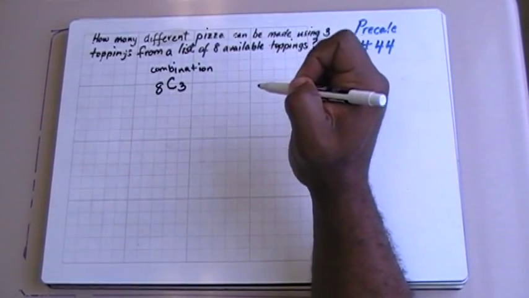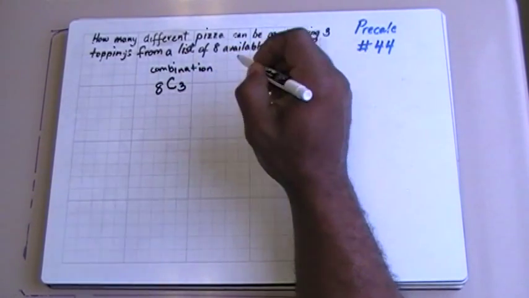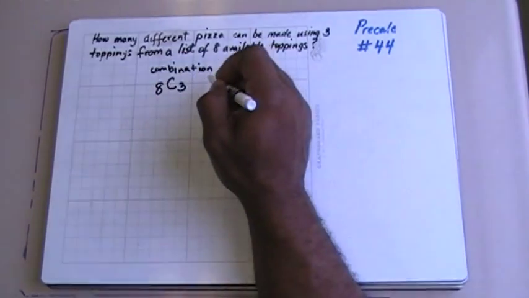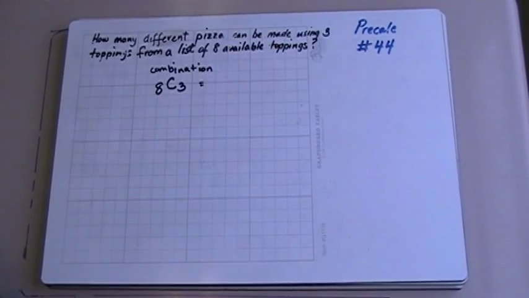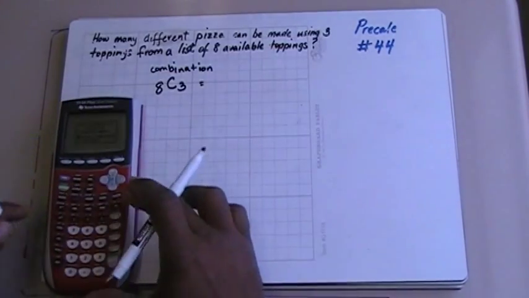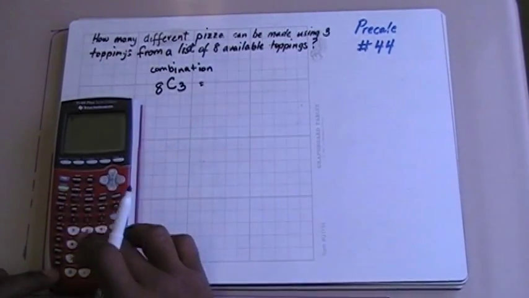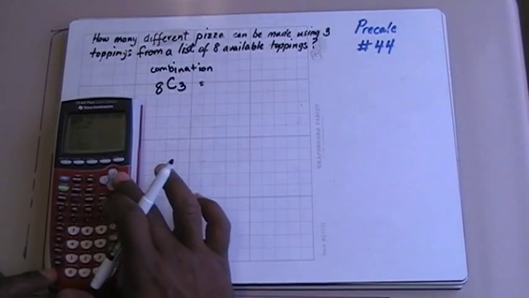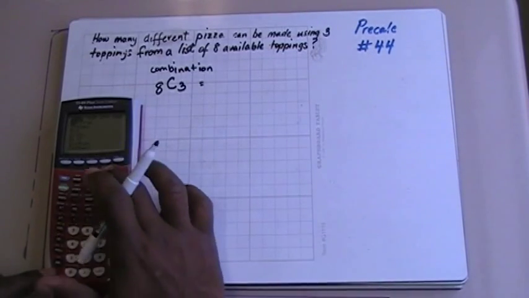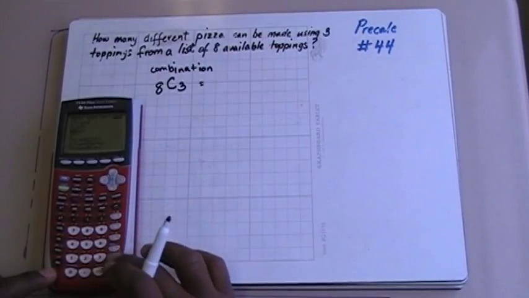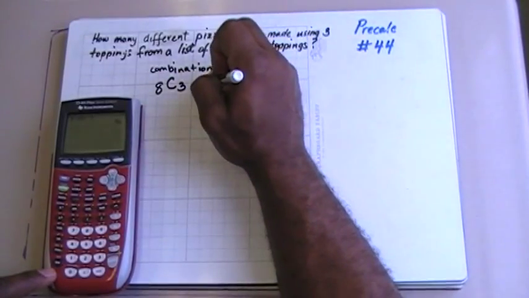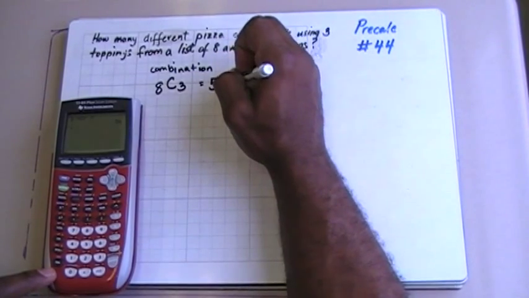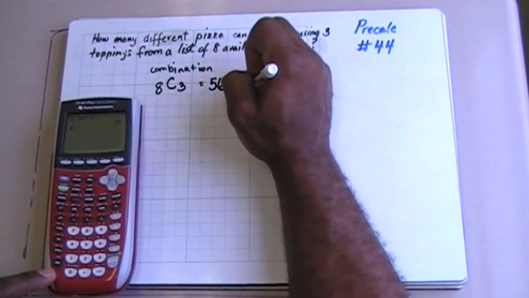Now, in that case, if we do that quickly in the calculator: clear, 8, math, probability, down to combinations, 3. It gives us 56 combinations.